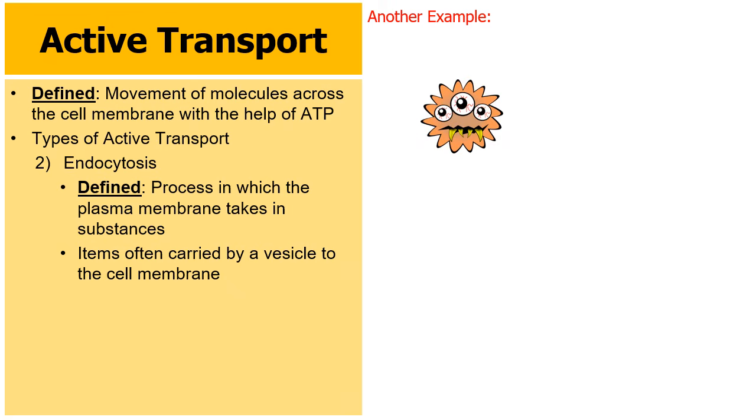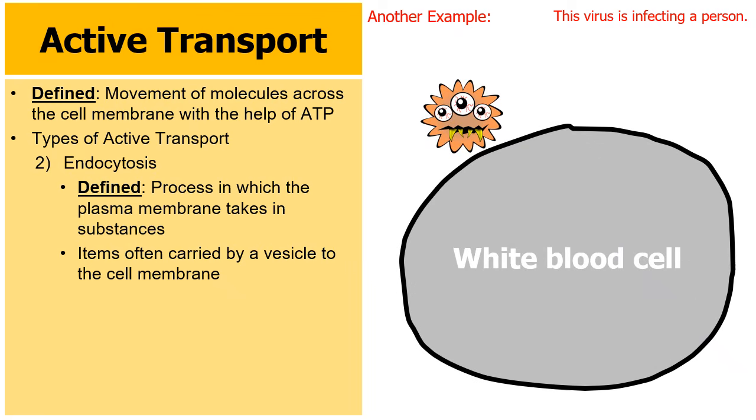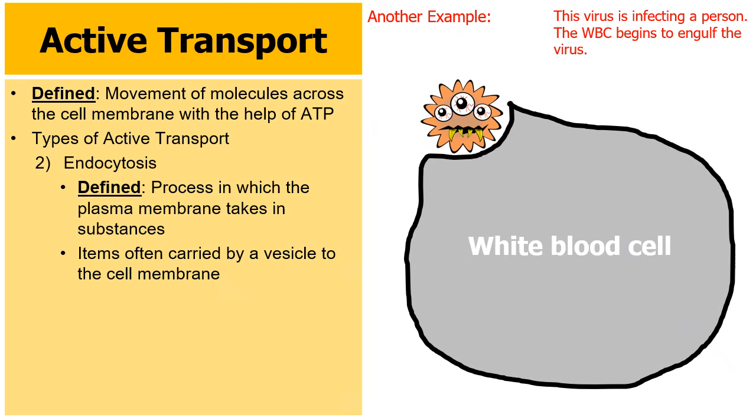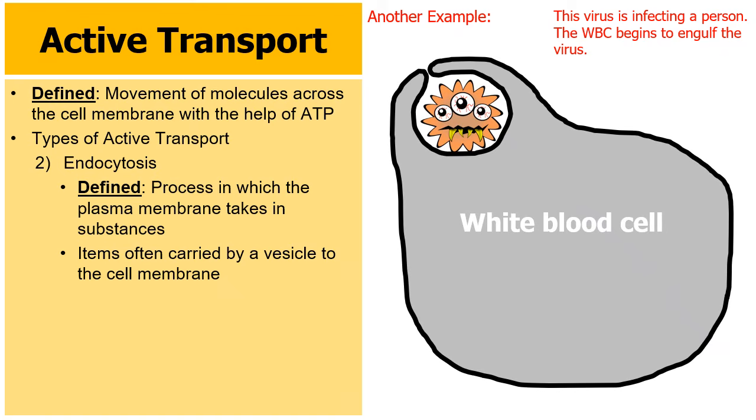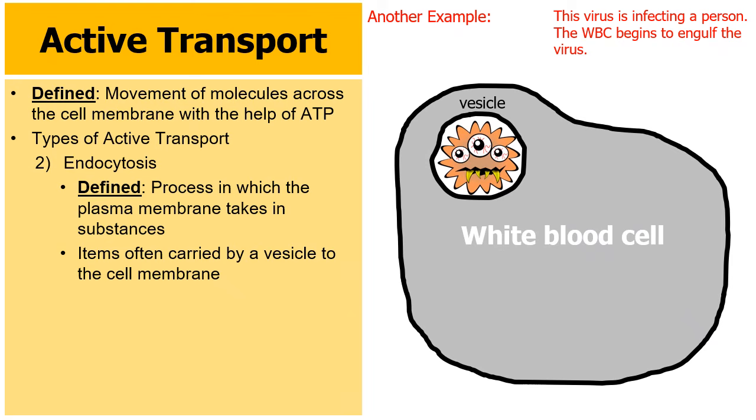Well, here's another example of endocytosis. Here's a virus. Pretend this virus is infecting a person. We have, of course, cells of our immune system. Here's a white blood cell of our immune system. What the white blood cell begins to do is engulf and surround the virus. So the cytoplasm and the cell membrane of the cell literally begin to wrap around and engulf this particular virus. Now, notice the virus has been taken into the cell. Hence this is an example of endocytosis. But now this virus is actually not dead. It's just trapped inside of a vesicle.